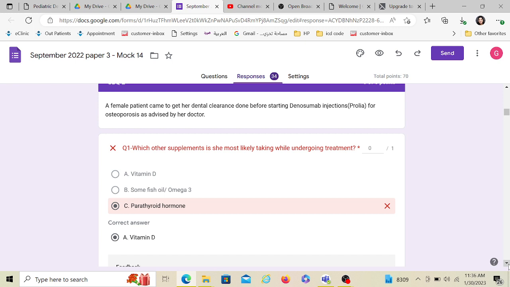So, now if you have read the therapeutic guidelines, it says clearly that whatever dental treatment you want to do, you do it at least 1 week before, minimum, and maximum as far away from the injection site, but at least a week before the administration of Prolia or denosumab. Now, in case you have already administered this, then all you can do is a basic composite filling, and for the rest of the other things, you should take a GP clearance and then do it. So let's see the question. Which other supplements is she most likely to take while undergoing treatment? See, she is on osteoporosis treatment, so vitamin D becomes the right answer.